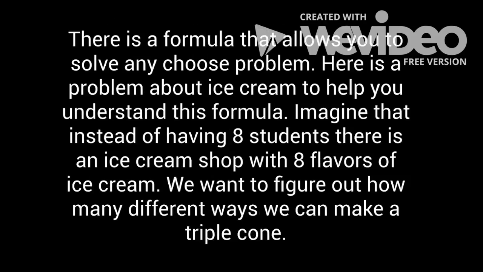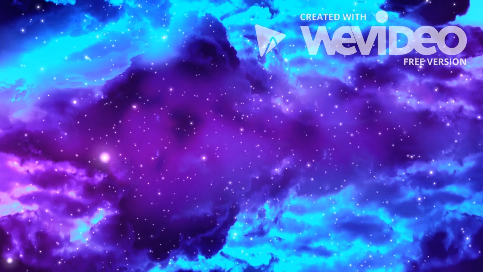There is a formula that allows you to solve any choose problem. Here is a problem about ice cream to help you understand this formula. Imagine that instead of having 8 students, there is an ice cream shop with 8 flavors of ice cream. We want to figure out how many different ways we can make a triple cone.